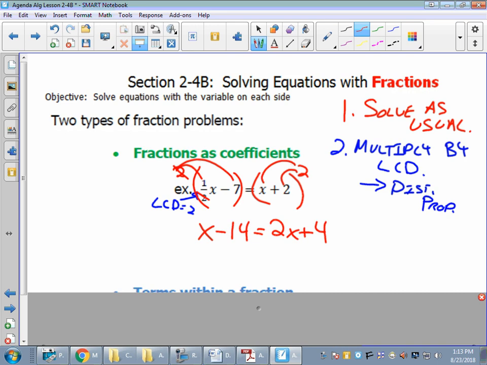Okay. So now from here, I can go ahead and finish solving it by getting the variables on one side and the numbers on the other side and solving from there. Okay. So we'll leave it at that for right now.